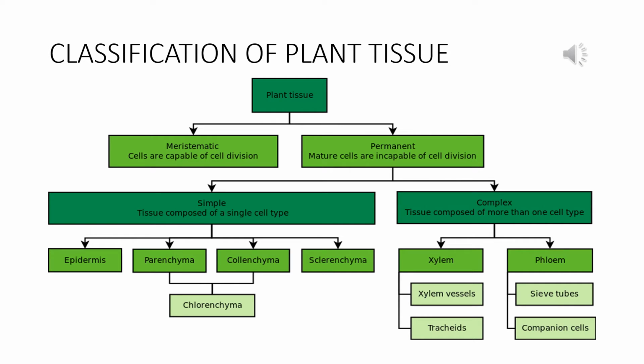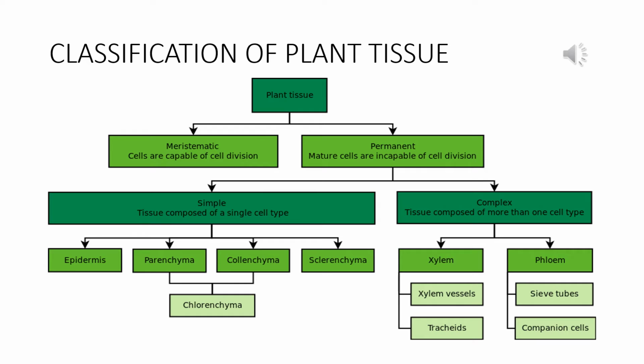Classification of plant tissues. Plant tissues can be classified into broadly two categories. One is meristematic tissues. These are made up of cells which are capable of division. And there are permanent tissues which are mature cells that are incapable of division. Now the permanent tissues can further be subdivided into simple tissue and complex tissue. Simple permanent tissues are made up of only a single type of cell, and complex tissue is made up of more than one type of cell.